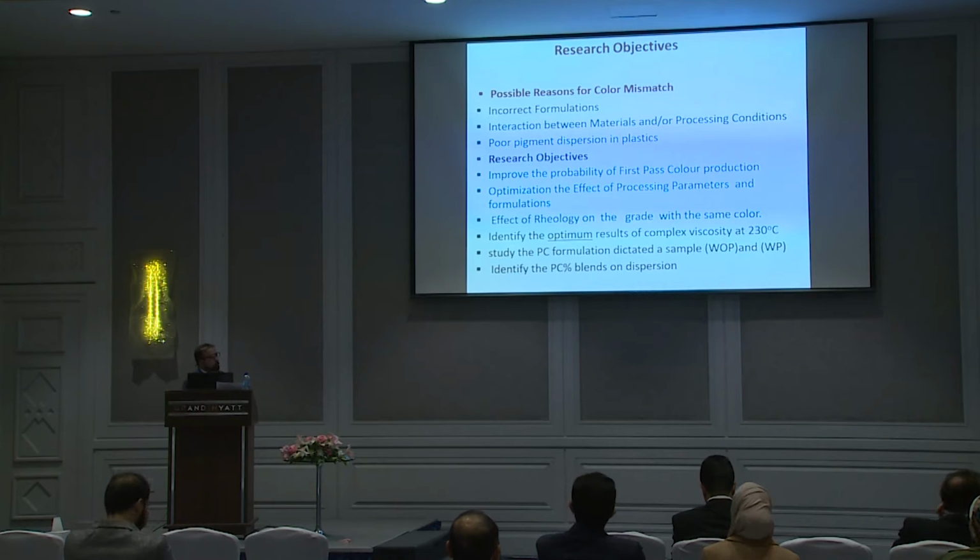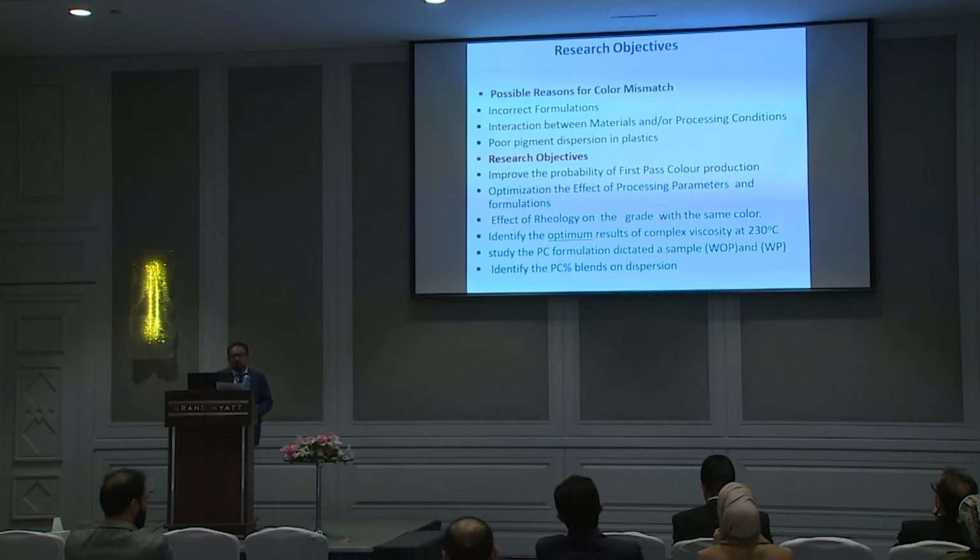What is the possible reason for color mismatch? It could be incorrect formulation when you are preparing the pigment, additives, chemicals, polymer. It could be the interaction of a processing parameter. It could be poor pigment dispersion. Dispersion is a very important topic we will highlight there.